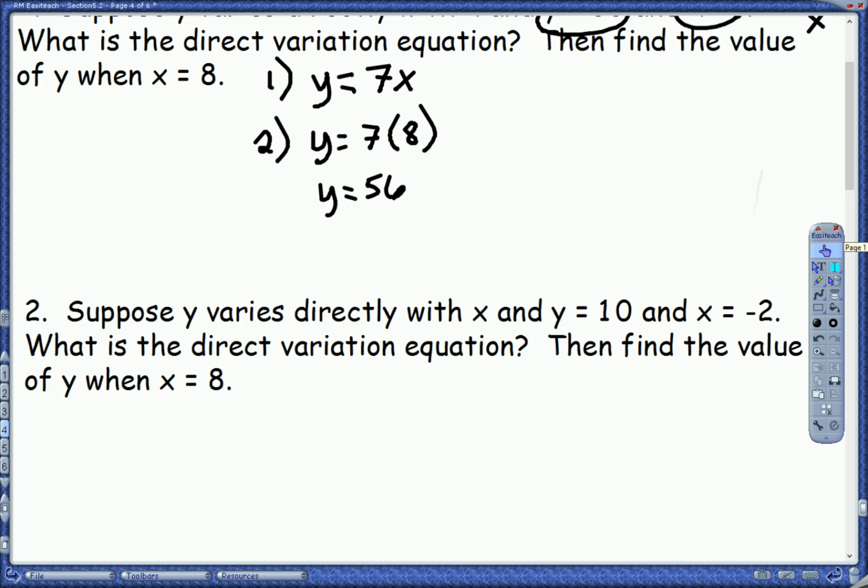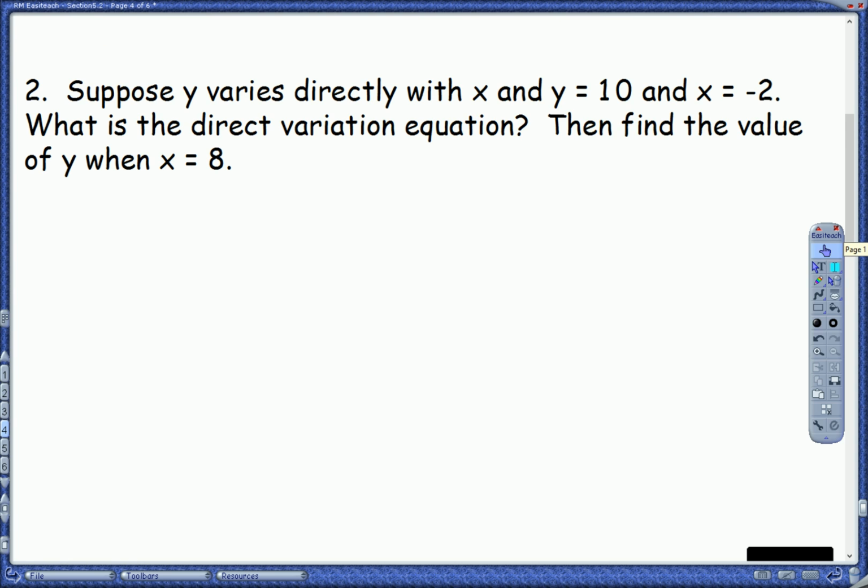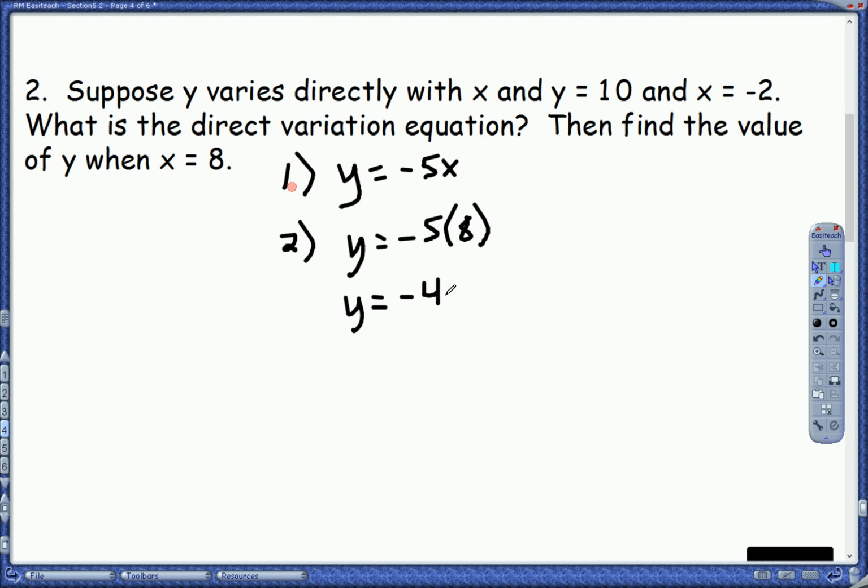Okay, same thing here. It says suppose y varies directly with x. y equals 10 and x equals negative 2. So immediately I'm just going to do 10 divided by negative 2, which is negative 5. So my direct variation equation is y equals negative 5x. Then I have to find the value of y when x equals 8. So y equals negative 5 times 8. I get y equals negative 40. And that's it for that. Okay?